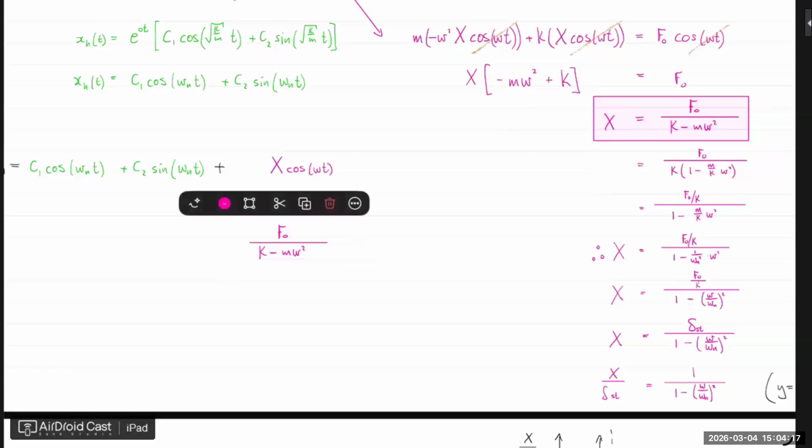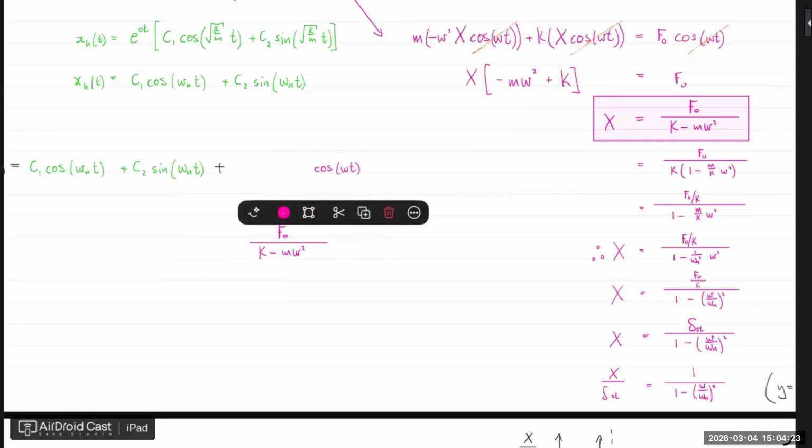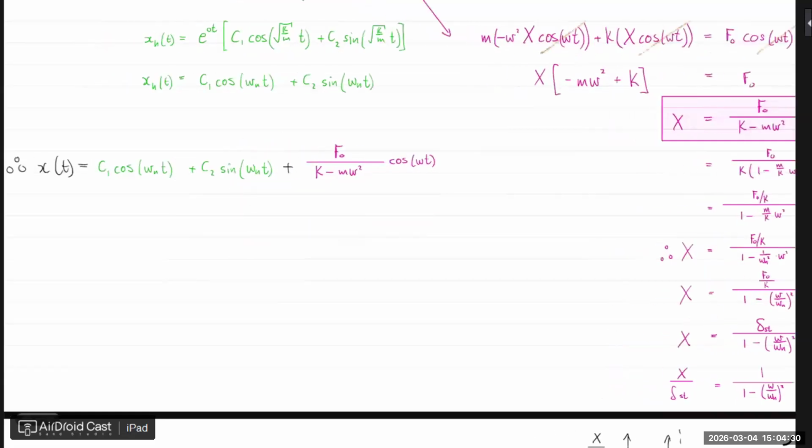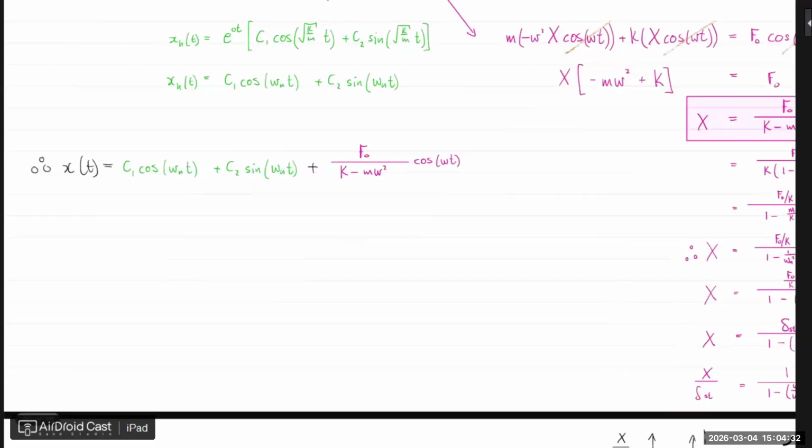So I'm going to just divide, delete that part. So that is then the answer to what is the response equation. But still, I want to calculate C1 and C2. I don't have C1 and C2. I want to calculate that.